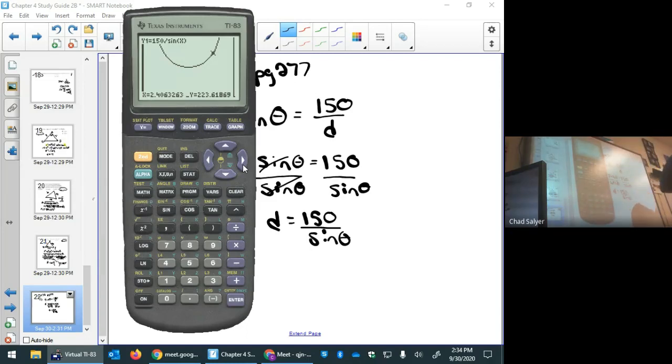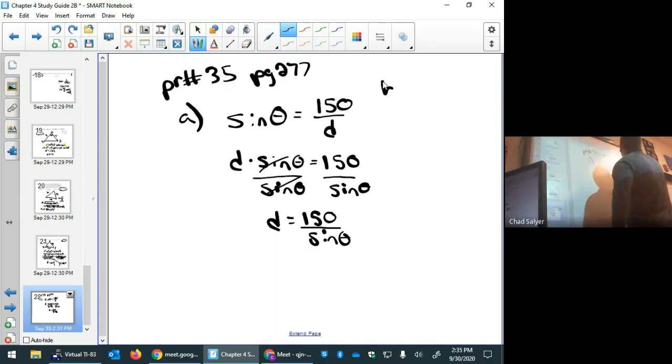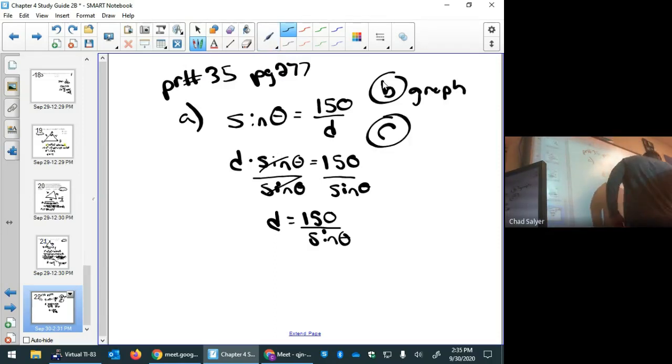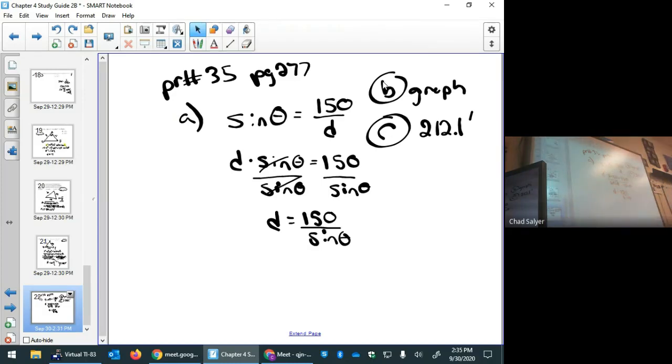And then approximately how far away is the hawk from Jeff when the angle of elevation is 45 degrees? Now we graphed it in radians here. So if we're going to trace, we need to put 45 degrees in as a radian. So that's pi divided by 4. And it's about 212.1 feet. So B is the graph I just showed you. And then C is 212.1 feet.